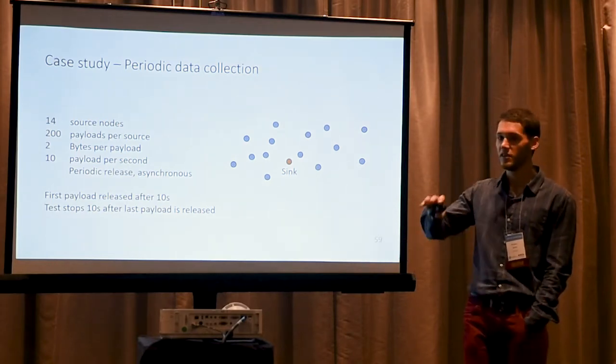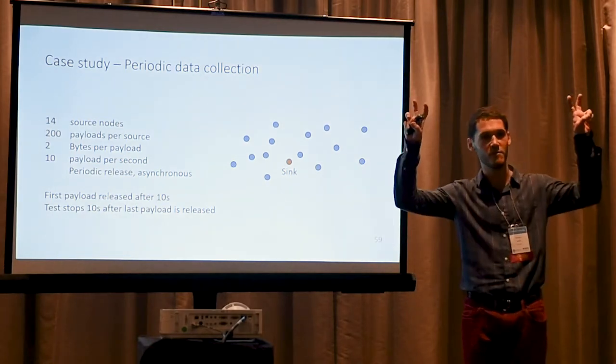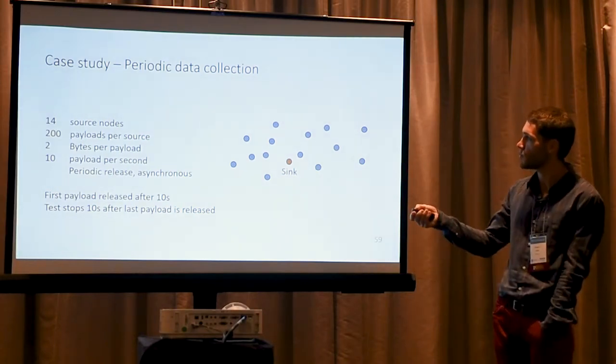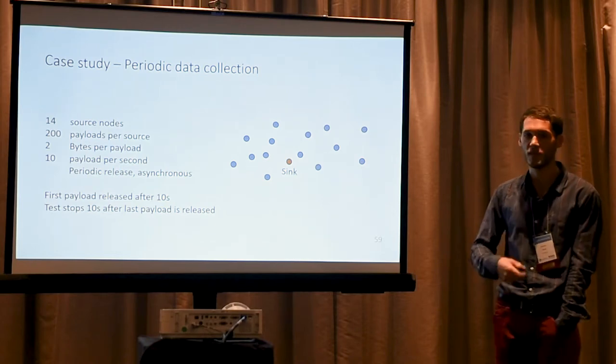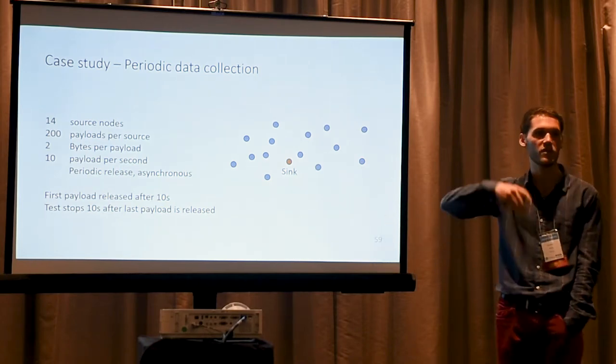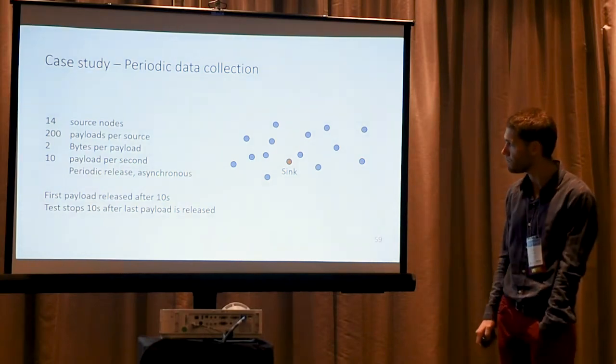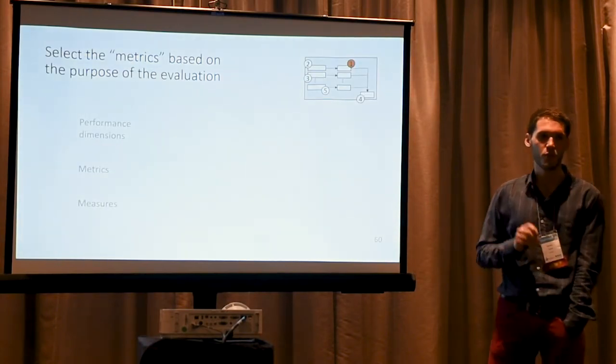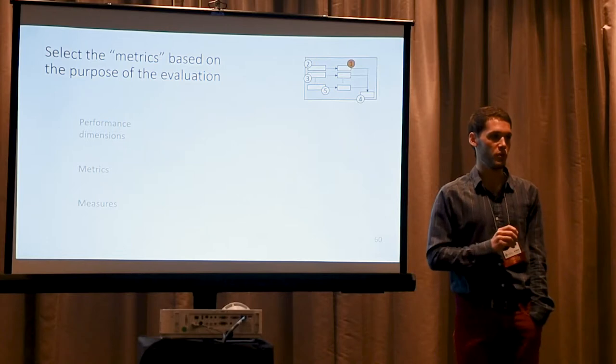know very well, a simple data collection scenario. Simple, like a multi-hop network, a bunch of source nodes that have a given number of payloads to send to some sink somewhere at some rate, it doesn't really matter. Now, the first question is: which are the metrics that we want to compute?